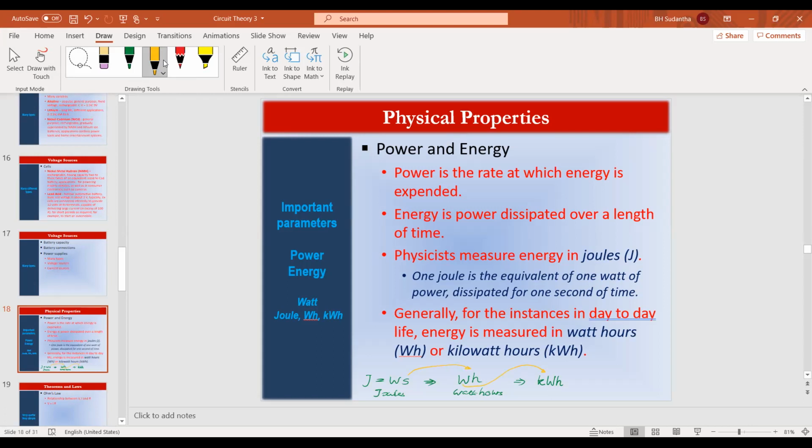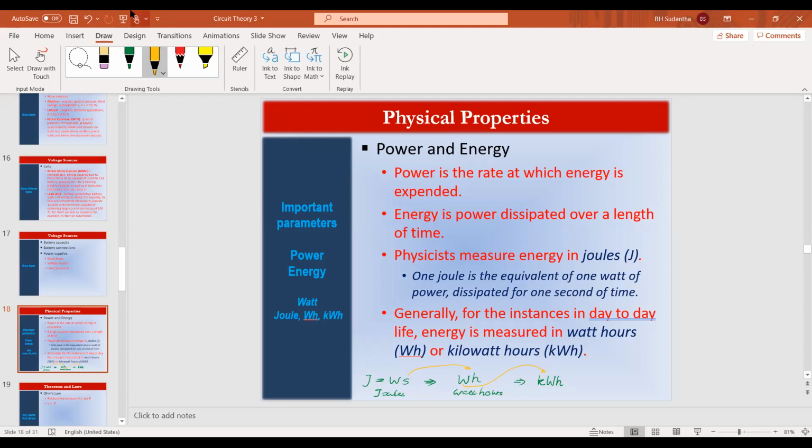Then if the figure is a very huge one, you can use kilowatt hours, especially at our home front, to measure how much energy you have used with the commercial power supply. In our energy meter, which we place in front of our houses, the unit is kilowatt hour. One unit is 1 kilowatt hour. If we use 1000 watts per hour, it may be 1 kilowatt hour. That's why I'm measuring the units. Okay.